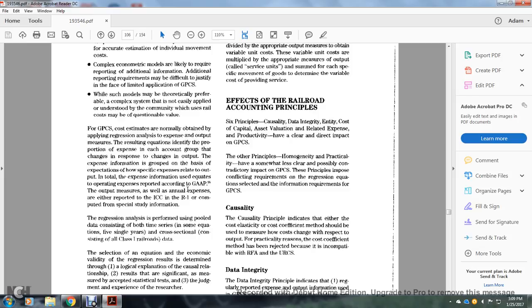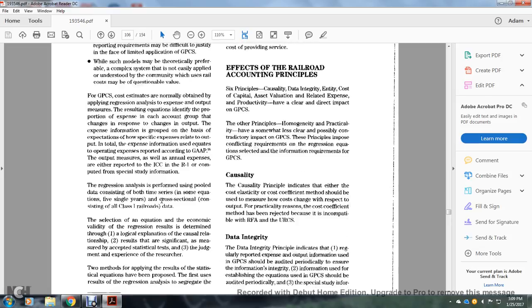The data include the annual expenses reported by the Interstate Commerce Commission and the R1 reports, along with specific special studies information. The regression analysis is performed using pooled data consisting of both time series and cross-sectional data, covering all Class 1 railroads. The selection of the equation is determined by economic validity, a logical explanation of the causal relationship, results that are statistically significant and accepted by statistical tests, and the judgment and experience of the researcher.